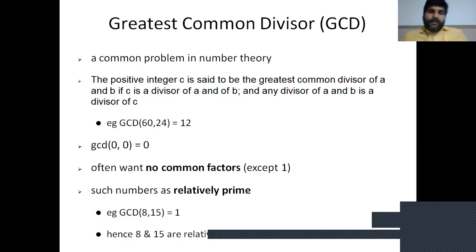GCD(0, 0) equals 0. Often we want no common factor except 1. Two numbers are relatively prime if the GCD of the two elements equals 1. Suppose GCD(8, 15). There is no common factor between these numbers, so GCD equals 1, only one common factor. So we can write that these are relatively prime numbers to each other.